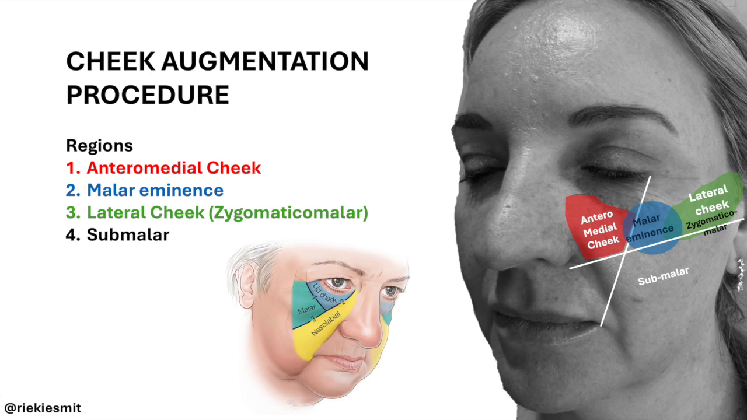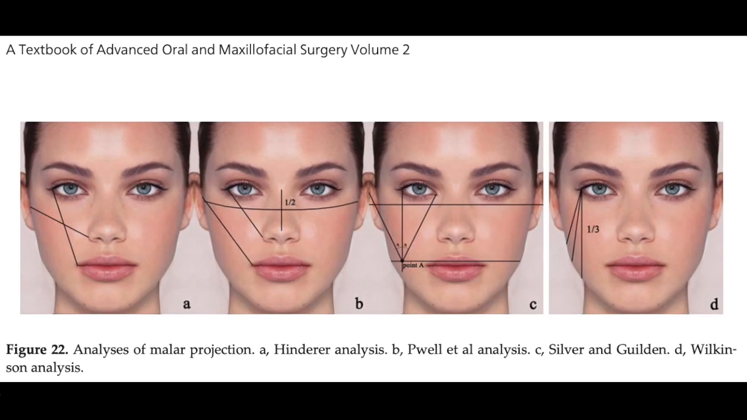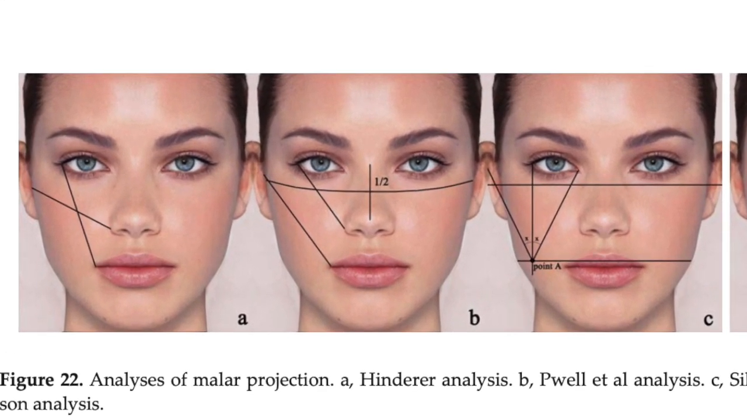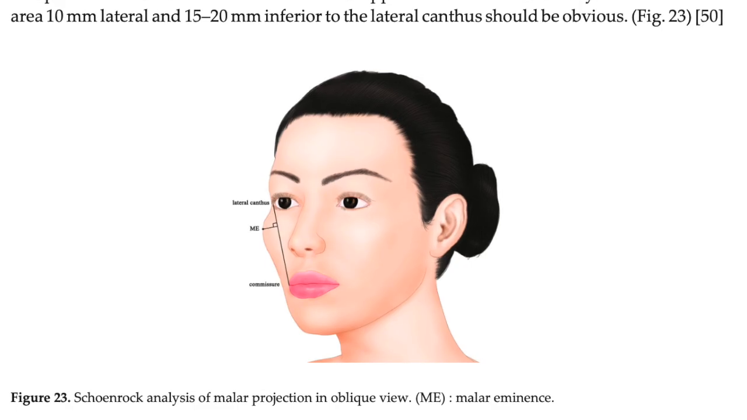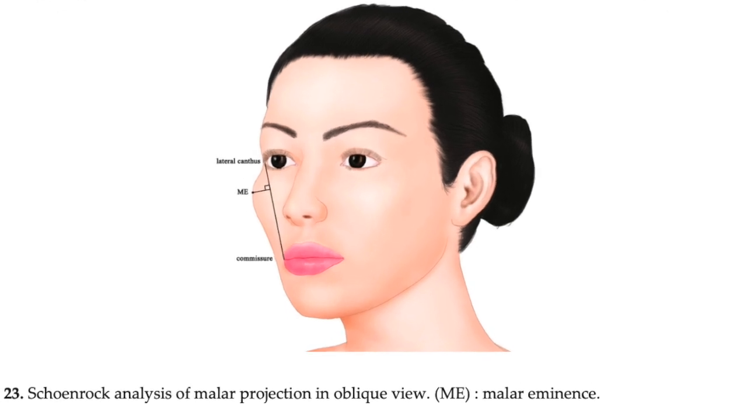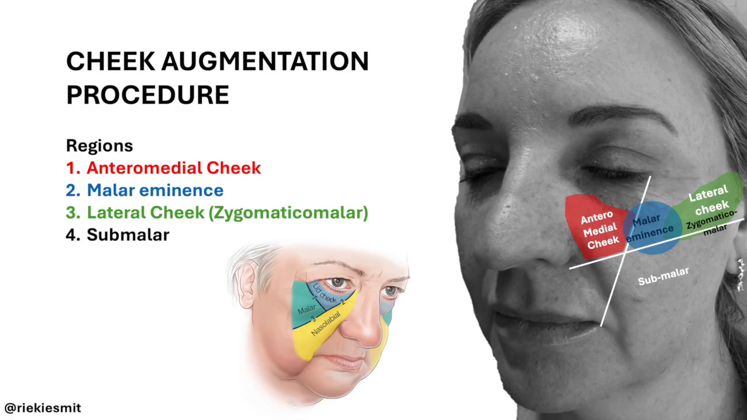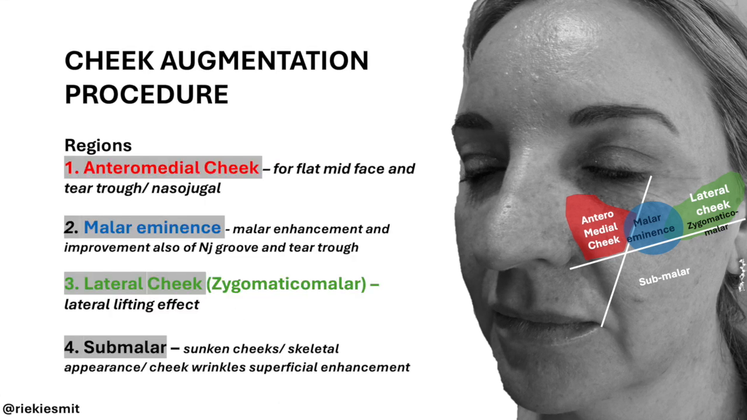Okay, so let's first look at the analysis of the cheek. We can draw the Hinderer's line to divide the cheek into the anterior medial, then the malar eminence, the mid-cheek basically, and then the lateral cheek. These different regions can be analyzed with either the Hinderer, the Powell's analysis or the Schoenrock analysis. This is just to get your eye into looking at the different areas which you want to enhance, because not all patients would actually need enhancement of these areas.